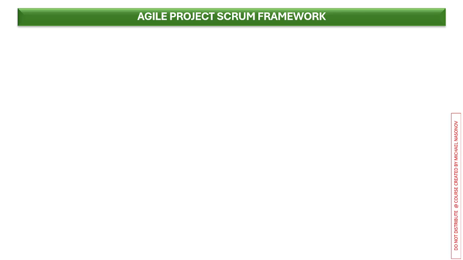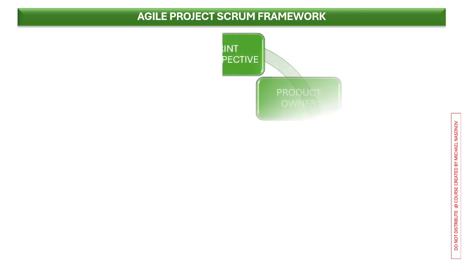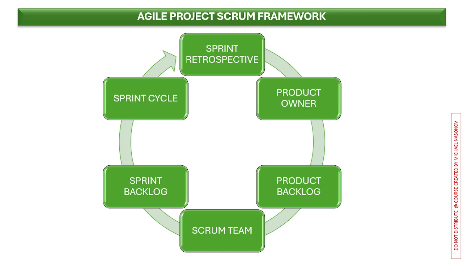However, the Agile Project Scrum framework is different. It starts with the product owner working on the product backlog, which is assigned and delegated to the Scrum team, which defines the sprint backlog, creates sprint cycles, and runs sprint retrospective meetings.